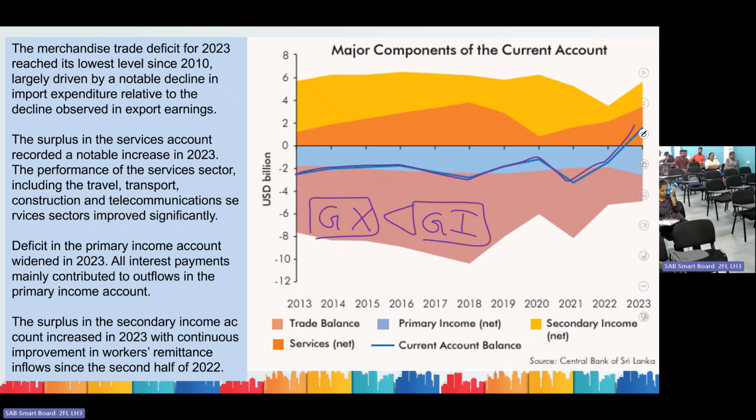Therefore, in almost all years, Sri Lanka reports a trade deficit. The trade balance is negative. A trade deficit is there in every year. So that is reported by this light pink color area. This area shows the trade deficit, it's always negative.